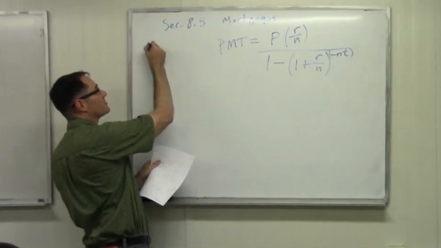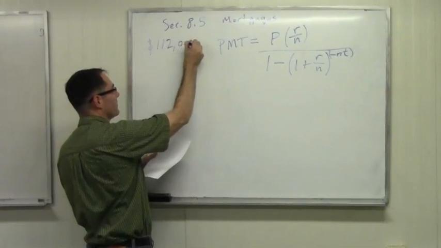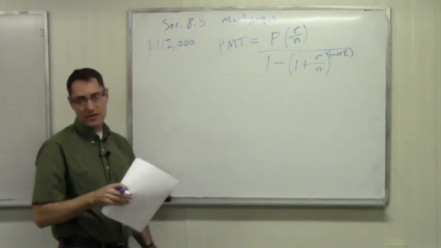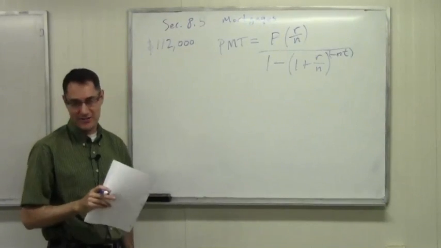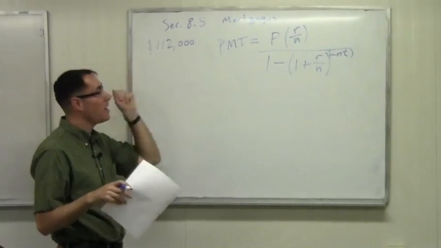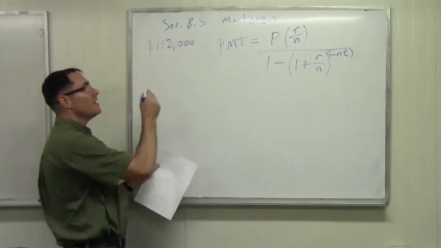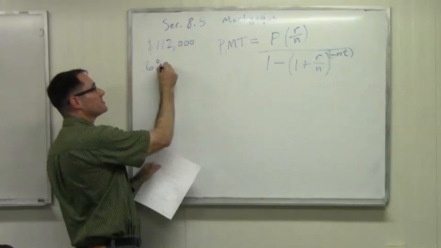Your house costs $112,000, which, if you live in Boston, you would not get a house for $112,000. You would never get a house there that much. Maybe if you live in Indiana or something, you might, right? Because places are less expensive. Let's say you have to pay 6% interest.